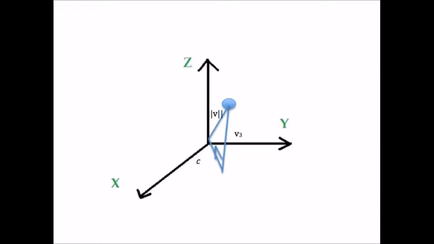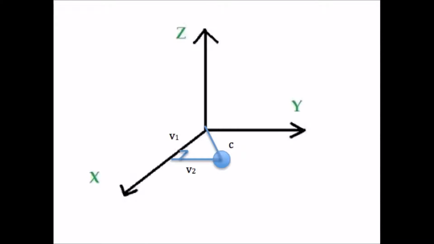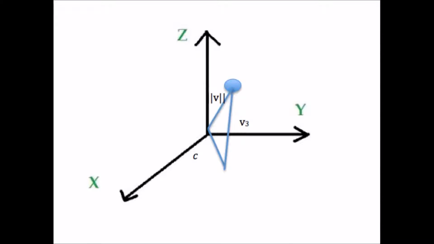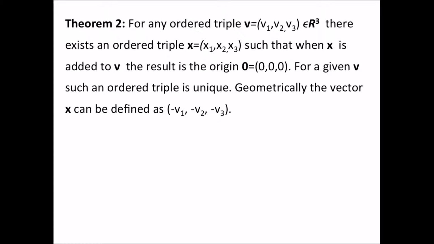To look back on that, as a reminder of how we did this, we started out with one right triangle, found the distance of c using the distances of v1 and v2. We then went on and plotted the whole point and had a right triangle again and used our distances of c and v3 to then find the distance of v. We will now move on to Theorem 2.